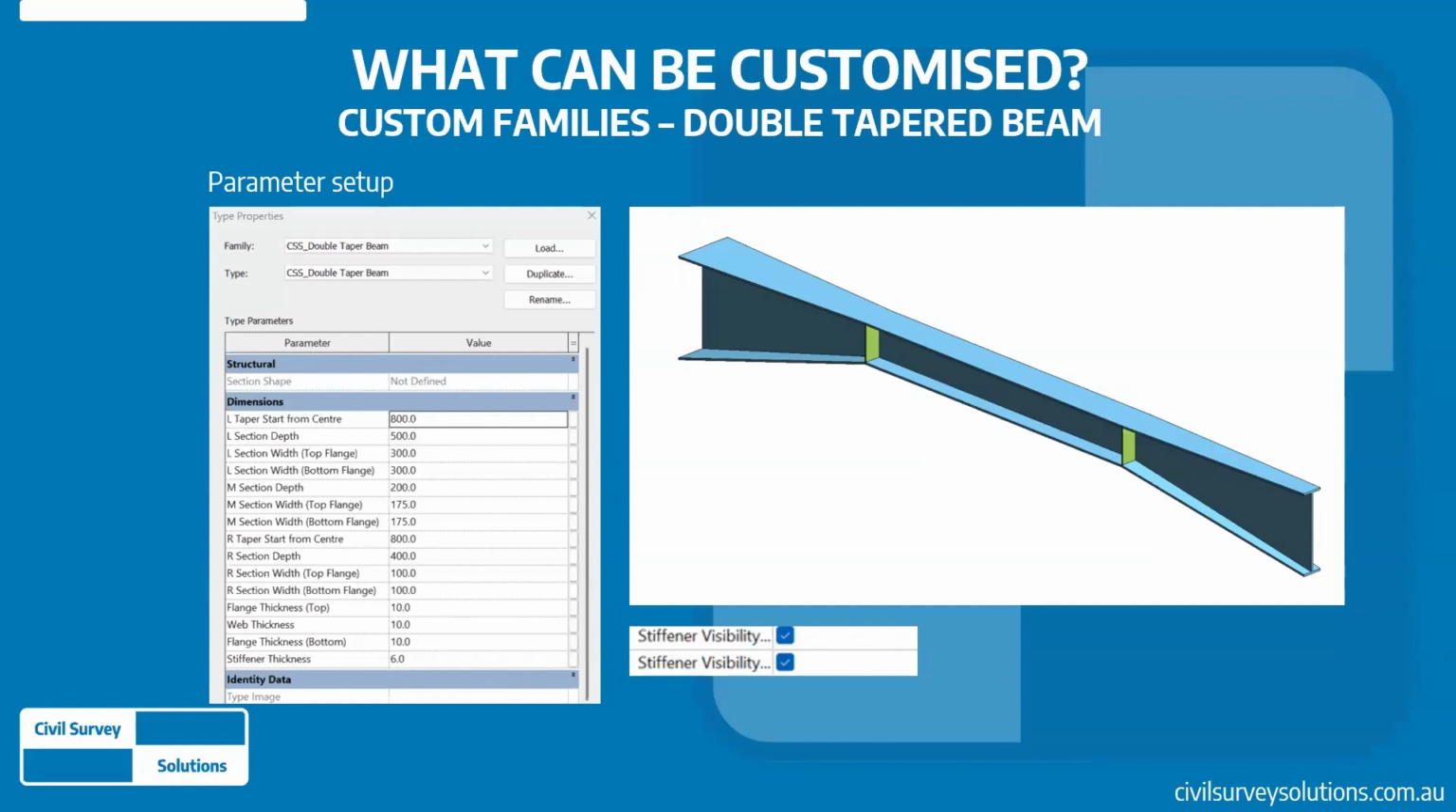Plus some stiffener visibility. You can see that was cropped out. The first one was saying stiffener visibility front, second one stiffener visibility bottom, and the tick mark was given. If you want to put the stiffener, you can put it, or you can just take it out. And that was given as an instance parameter so that you can control it at every instance of the beam.